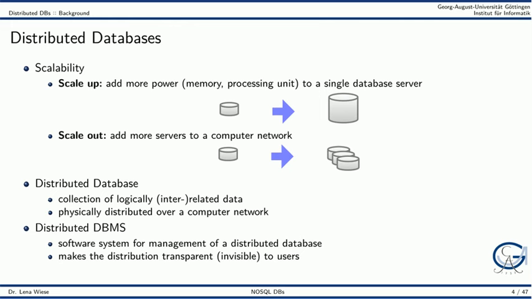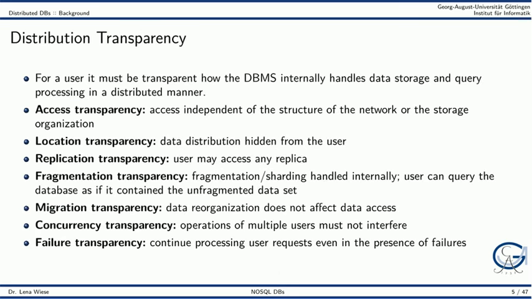A distributed database management system manages these distributed data and makes the distribution transparent, that is, invisible to the accessing users. Distribution transparency hence ensures that the user is unaware of internal data storage or query processing in a distributed database management system. Distribution transparency covers several aspects. First of all, access transparency means that the user can access the database system without knowing the network structure or the storage organization.